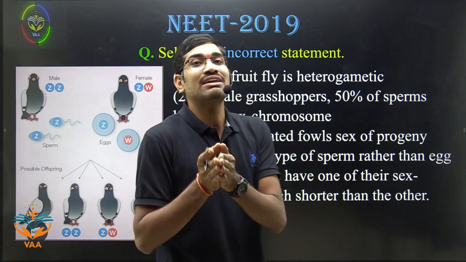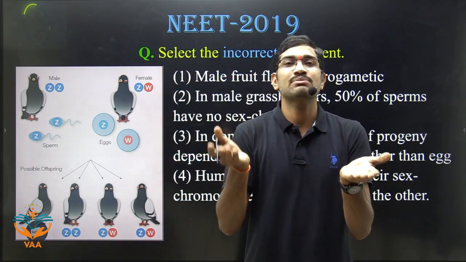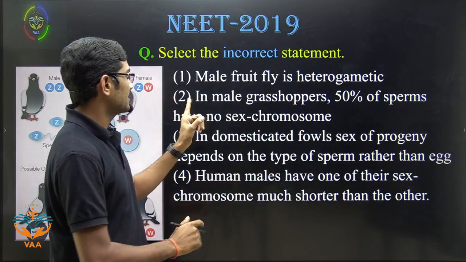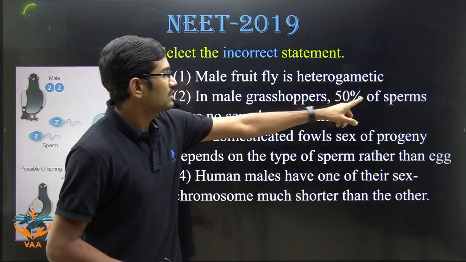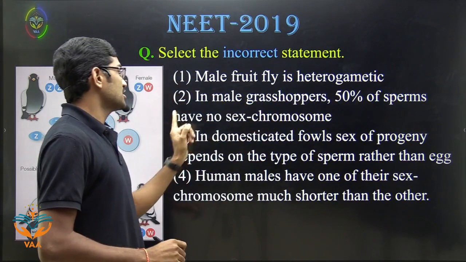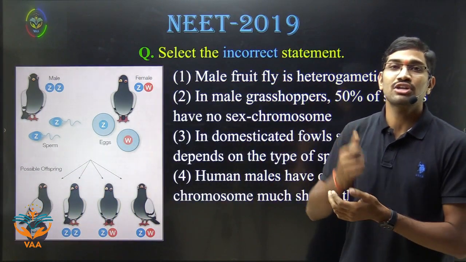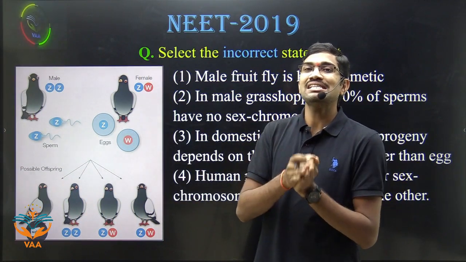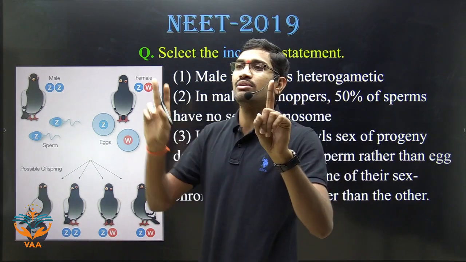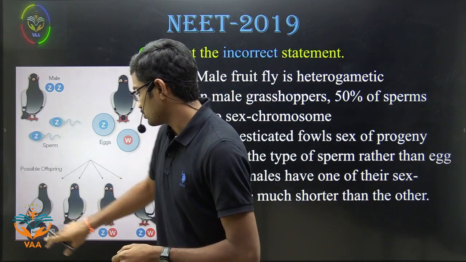It will produce different types of gametes, two different types of gametes. Yes or no? So it is correct. Male grasshoppers, in male grasshoppers, 50% sperms have no sex chromosome. This is also true because in the case of grasshoppers, males are having only one sex chromosome, females are having two sex chromosomes. Yes or no?